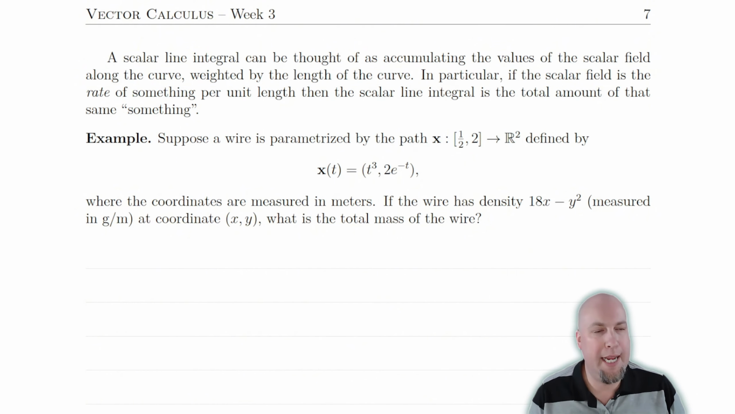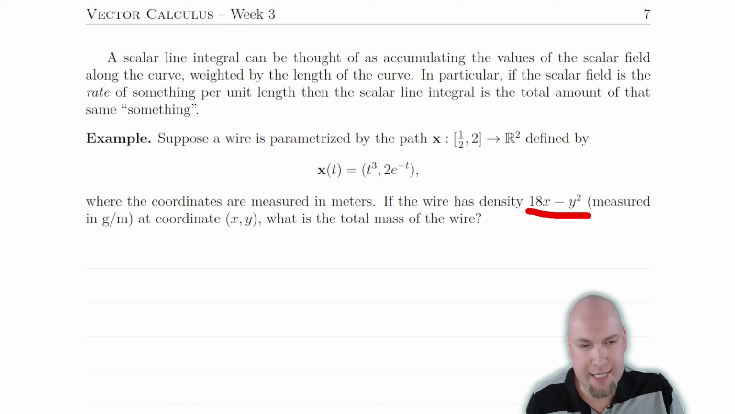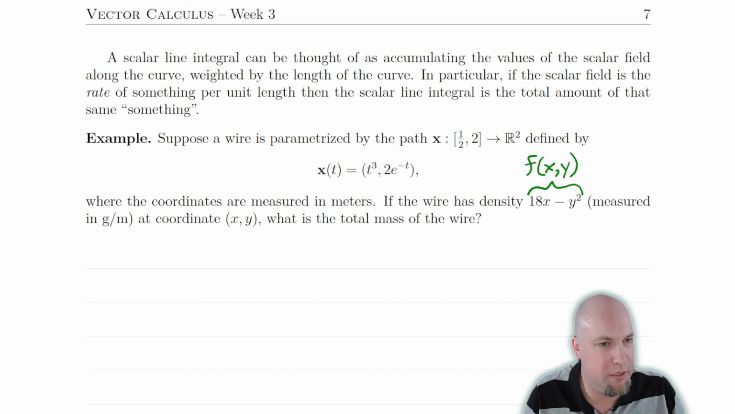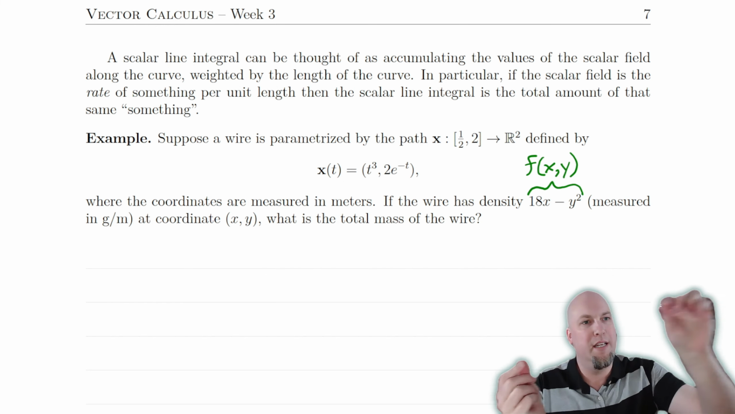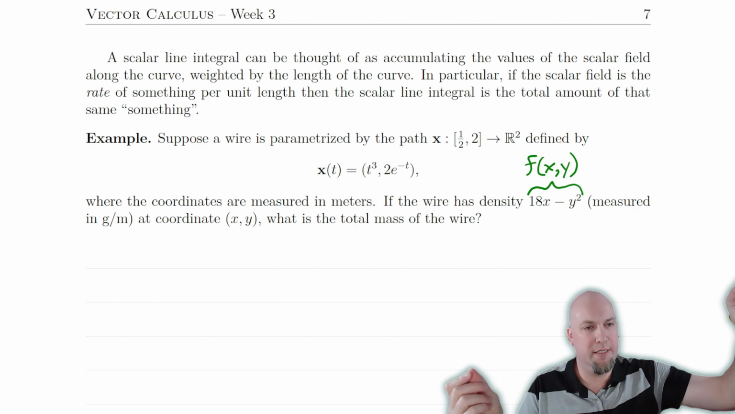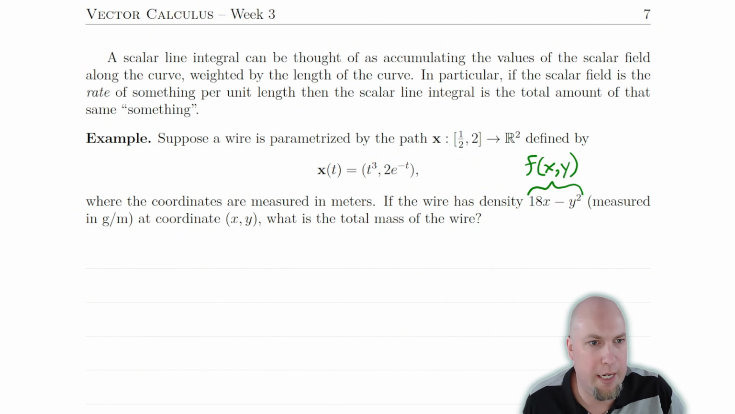Again, the reason this is going to work is because the scalar field, this 18x minus y squared, our f of x y, is a rate of something. It's grams per meter. If you've got a quantity per unit of distance, then integrating this with respect to distance, which is what a scalar line integral does, is just going to give you the mass, the grams.